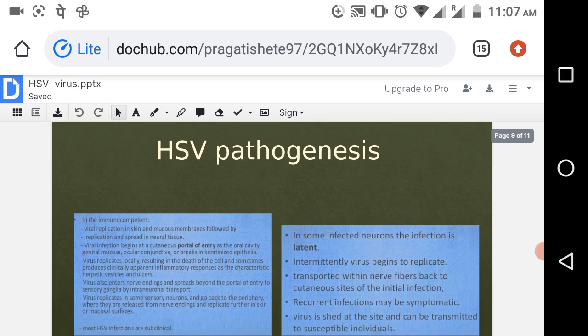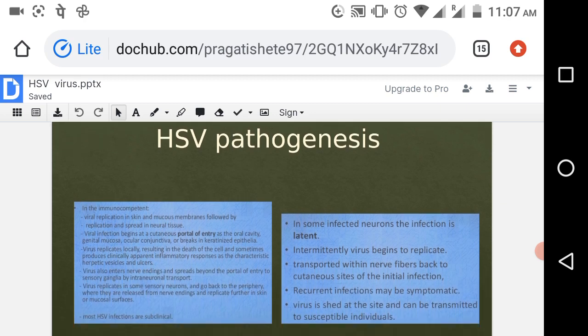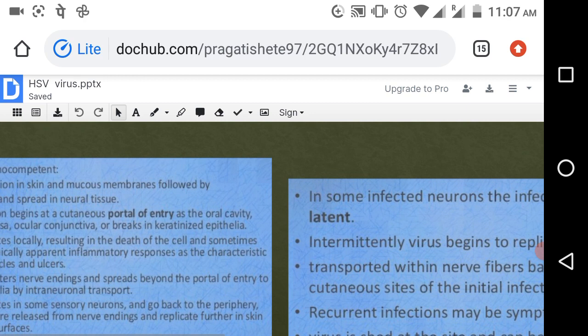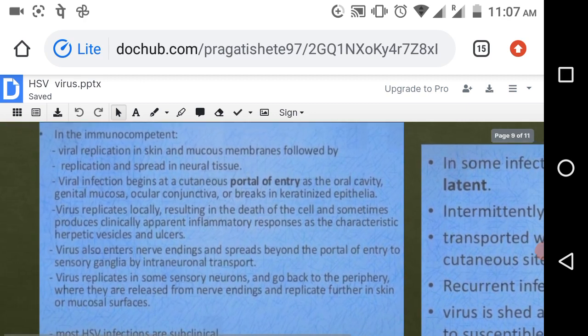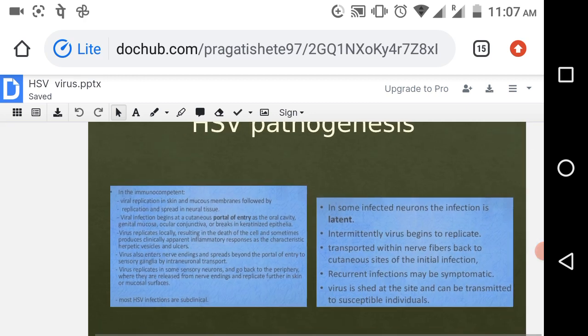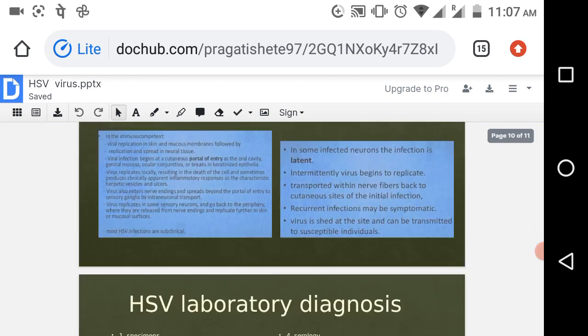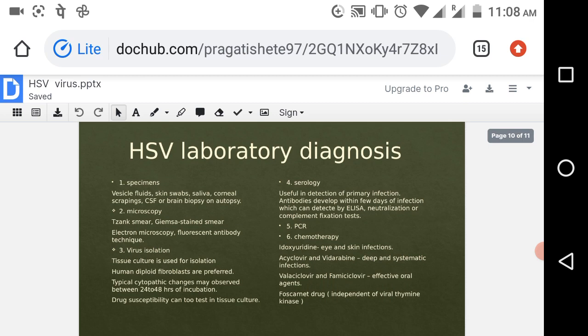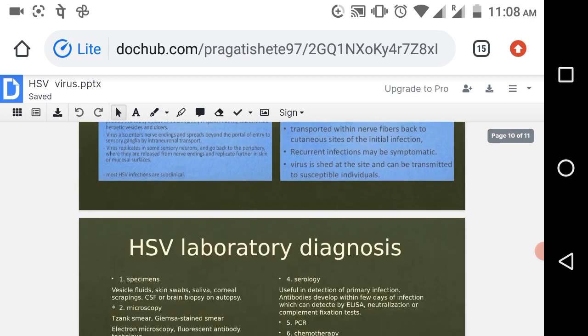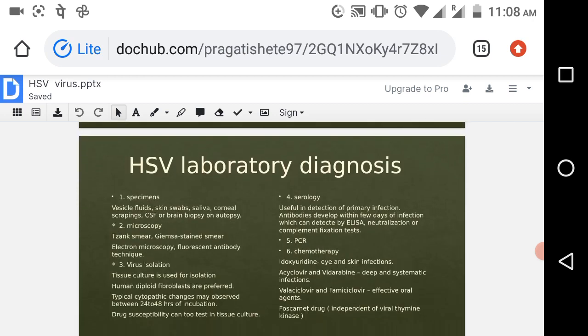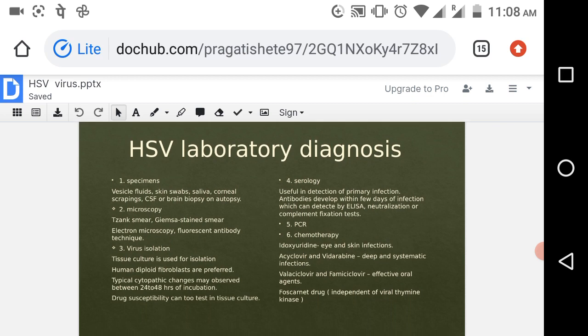Now we will see the pathogenesis for this virus. We saw the pathogenesis in the last online lecture, right? So we will directly come to the laboratory diagnosis.